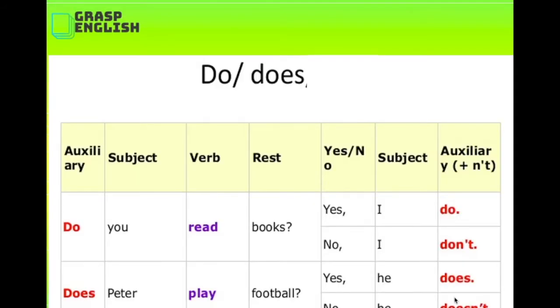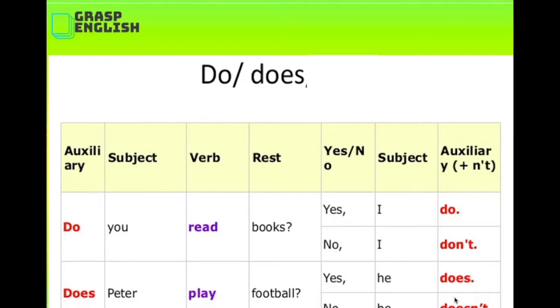So see here in do or does: auxiliary verb, subject, main verb, rest. Rest means the object of the sentence. So here first we are going to study with the do. Do you read books? See here, do you. With you we have used do. Read books. Do you read books?